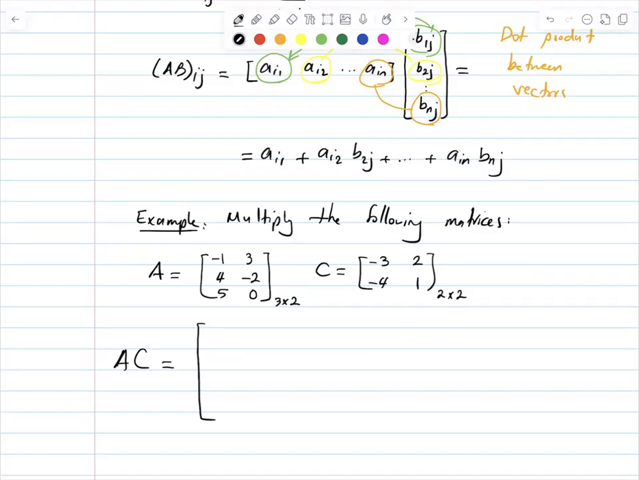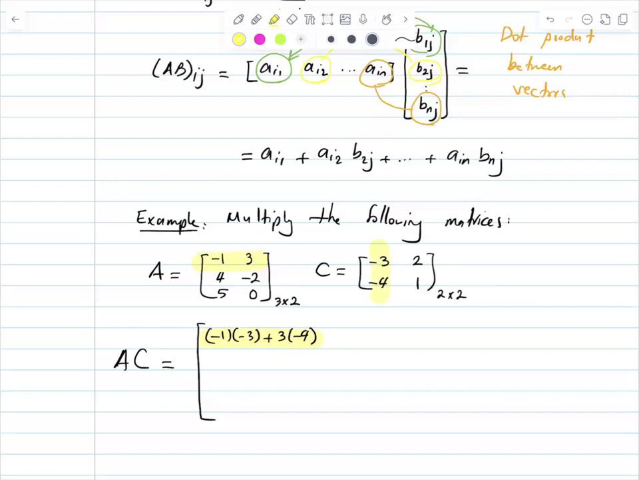What is the first entry? Very good. I'm getting different answers. So take a look. I am finding the dot product between the first row and the first column. This goes here. So take a look. This is -1 times -3 plus 3 times -4. So this guy goes here.